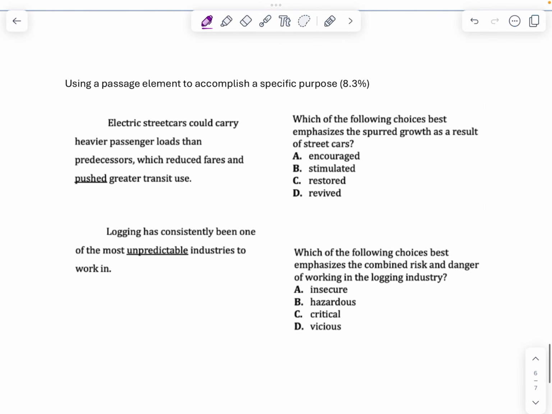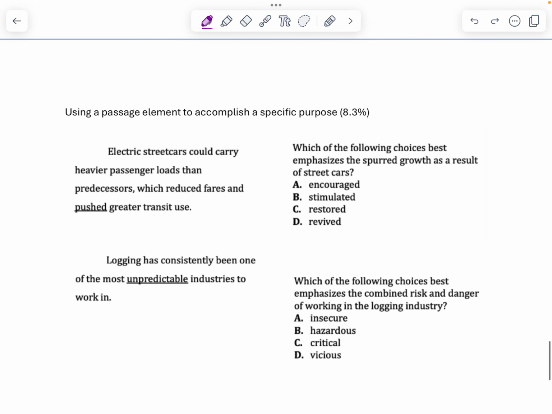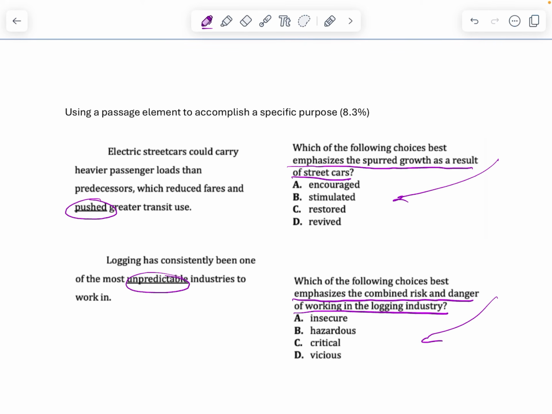Last problem type, using a passage element to accomplish a specific purpose. This is going to make up 8% of the exam. So what's happening in these type of problems? It's going to give you a word and it's going to underline it. And then it's going to say, hey, which of these alternate answer options best emphasizes the spurred growth as a result of streetcars, or best emphasizes the combined risk and danger of working in the logging industry. So you need to read through each of these terms and identify which one kind of conveys that meaning.